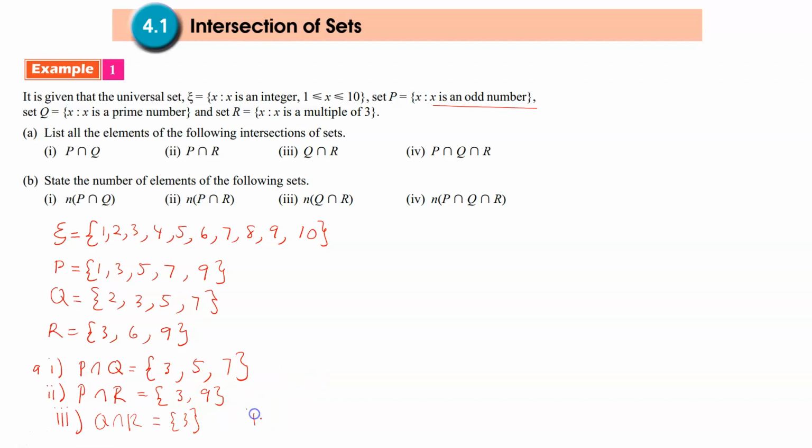And last, number 4, P intersect Q intersect R. It means P, Q and R share the same element. Okay, which element do all 3 sets share? 1, no. 3, 5, 9 only P and R. It means 3 is the only element that all sets share. So P intersect Q intersect R is equal to 3. Okay, that's all for A. Now look at B.